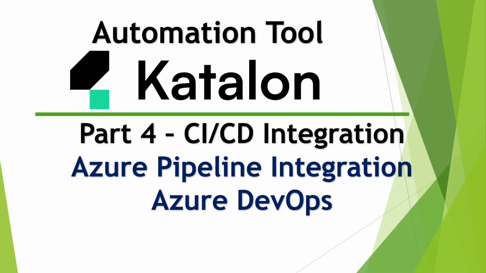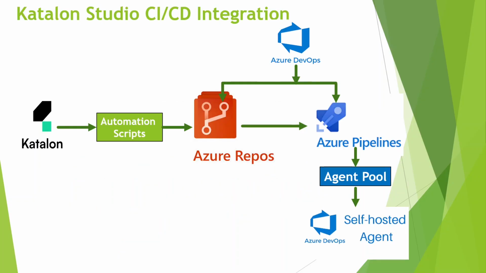Now let us see our first agenda item. Our first agenda item is the explanation of the process flow for Katalon Studio CI/CD integration with Azure pipeline. If you see the diagram, on the left side you have the Katalon Studio tool. We'll be using the Katalon Studio tool to automate our test cases, which will generate our automation scripts. And we are going to push all these automation scripts into Azure repository. It is the same as GitHub.